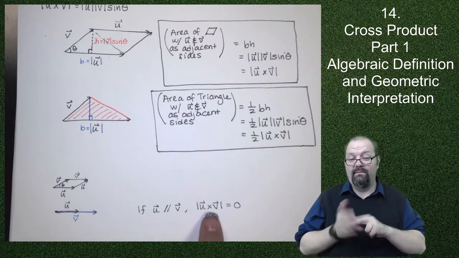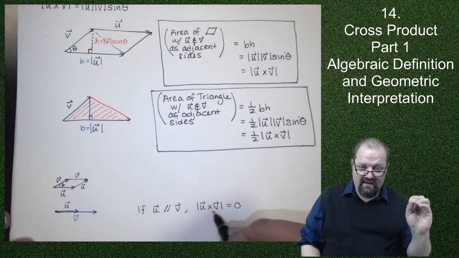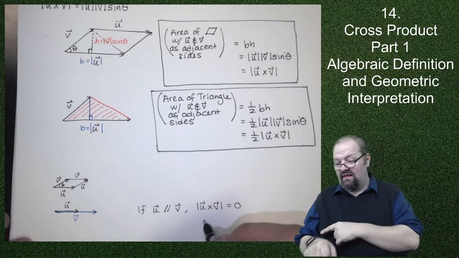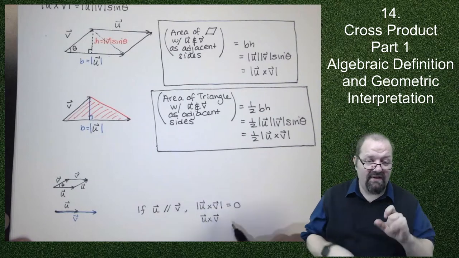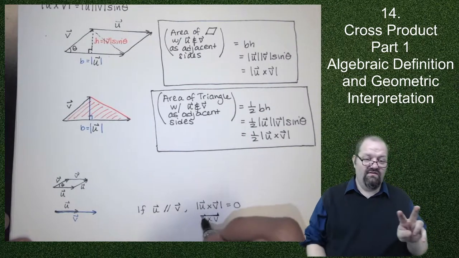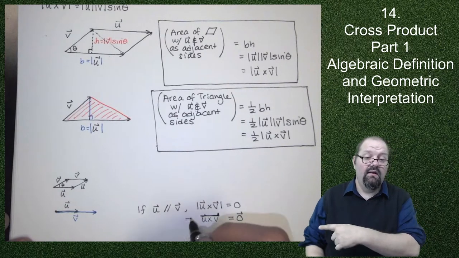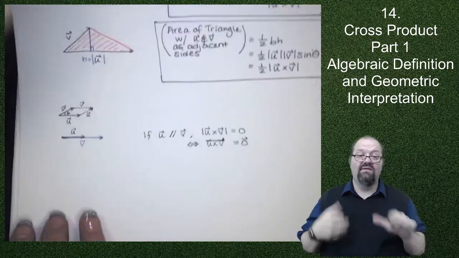And if the magnitude of a vector is the scalar zero, the only way that's going to happen, magnitude is like length, it's either positive or it's zero. The only way that happens is if the vector U cross V, or we could just write it as a single vector U cross V, is the zero vector. So now we've got another test for parallel vectors.